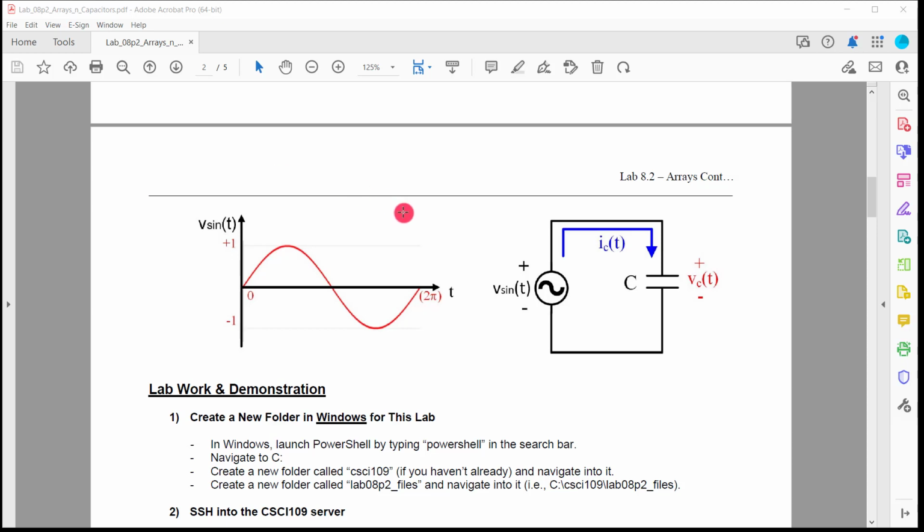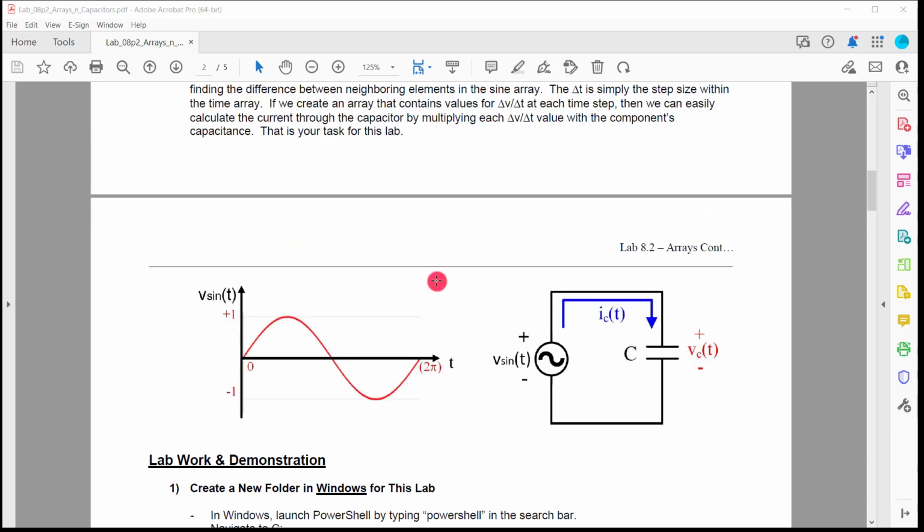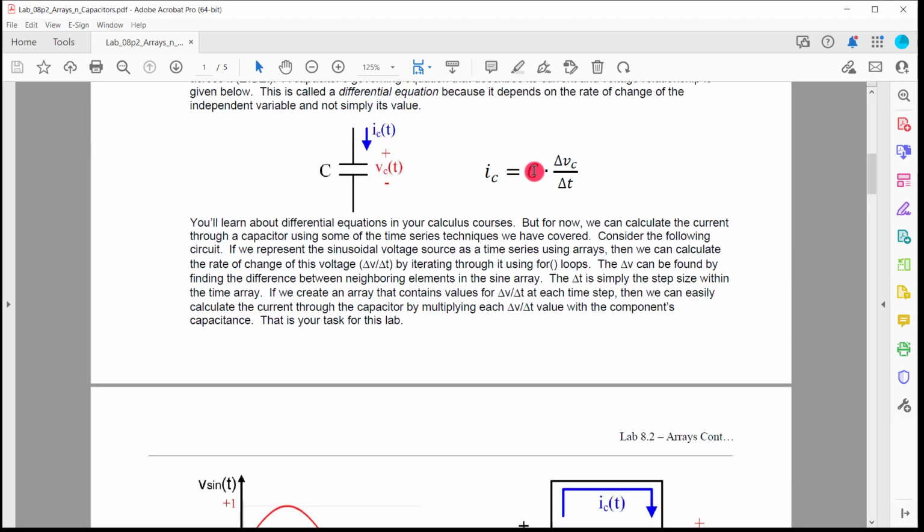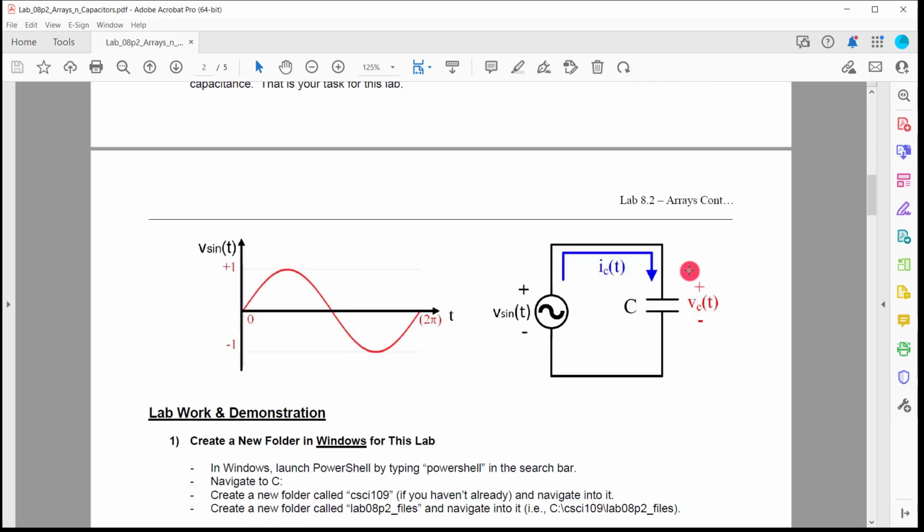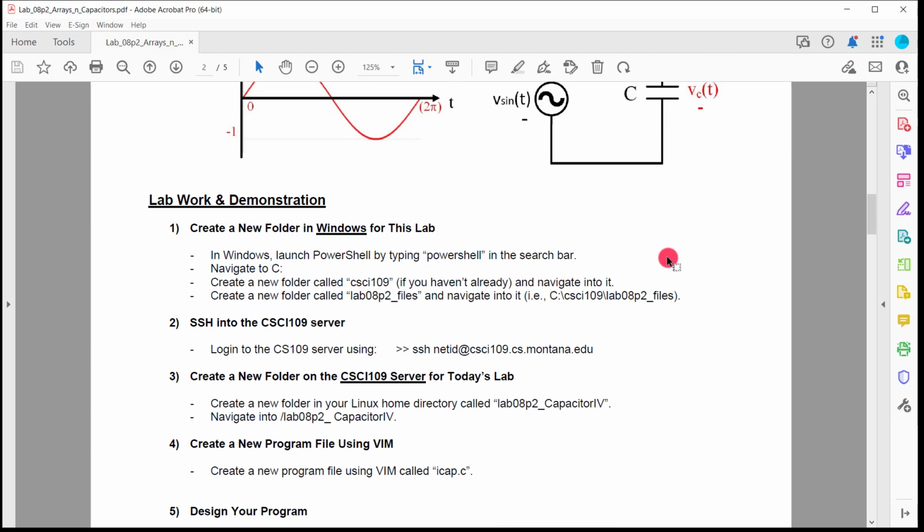So it's actually awesome. We don't even need to have calculus yet, and we can get dv/dt across a sine wave, and we can use it to plug into here. You simply multiply by the capacitance of the capacitor, and you get the current. So here's how you're going to do this.